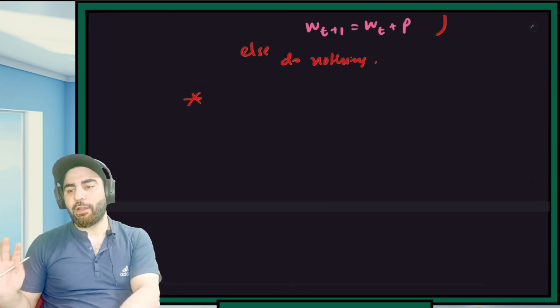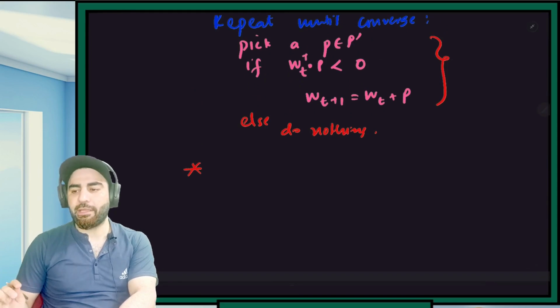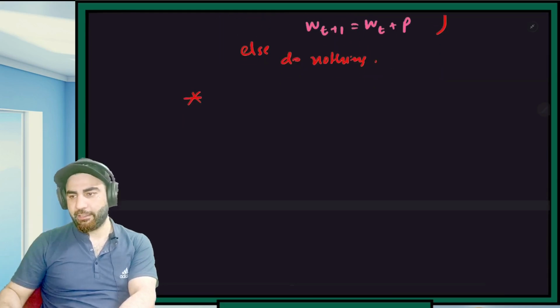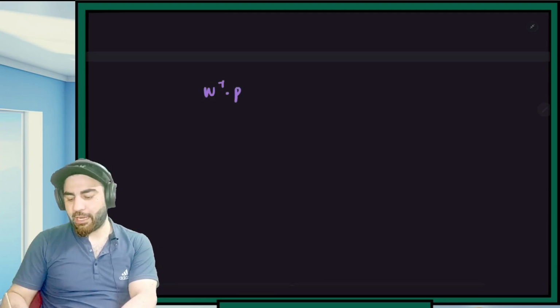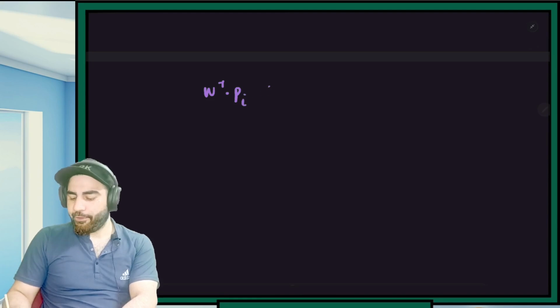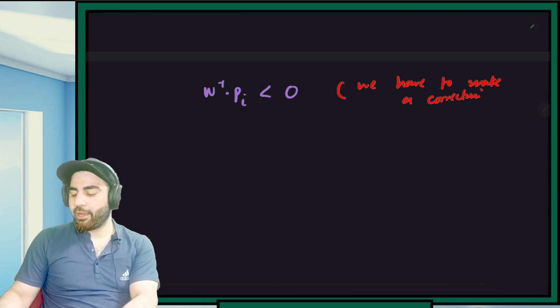So let's suppose, when do we update? Now we have to see when do we update. We update on this condition, when we misclassify, that is where we update. So if W transpose dot P, for any point, say the ith case, is less than or equal to 0, that means we have to make a correction. Why should you make a correction? Because this is misclassification.